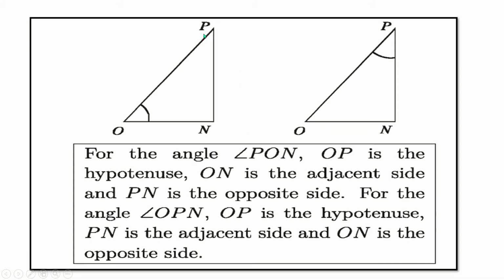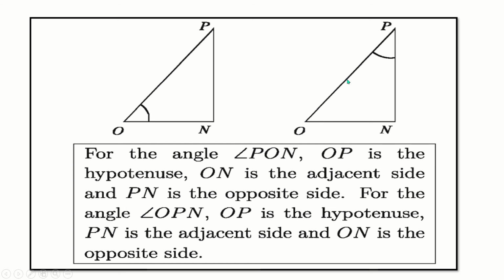Here are given two triangles, one is PON and another also PON, but the given angles are different. Here is O and here is P. So the side opposite to the right angle, here the right angle is N, so OP is hypotenuse, and the side opposite to the given angle, that is PN, so PN is the opposite side, and ON is the adjacent side constituting the given angle.